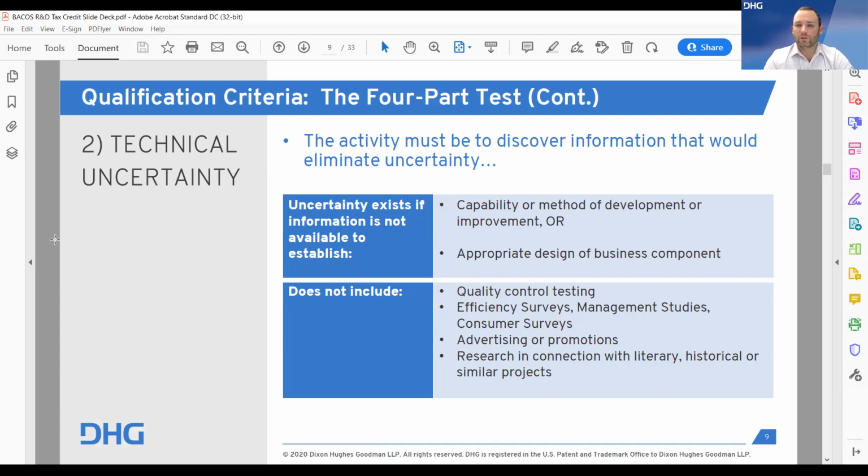Down below, we have sort of a side note, but this would not include general activities such as quality control testing, efficiency management, consumer surveys or studies, any advertising, or any non-hard science-based research, such as social science research. These are going to be more routine operational or maintenance activities as opposed to development.